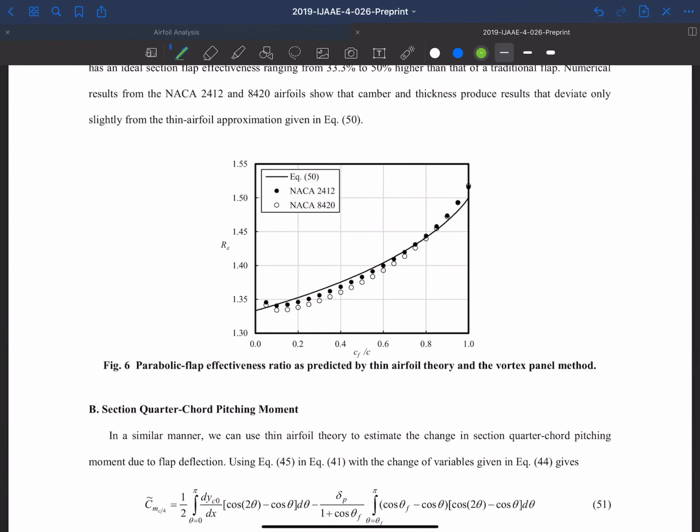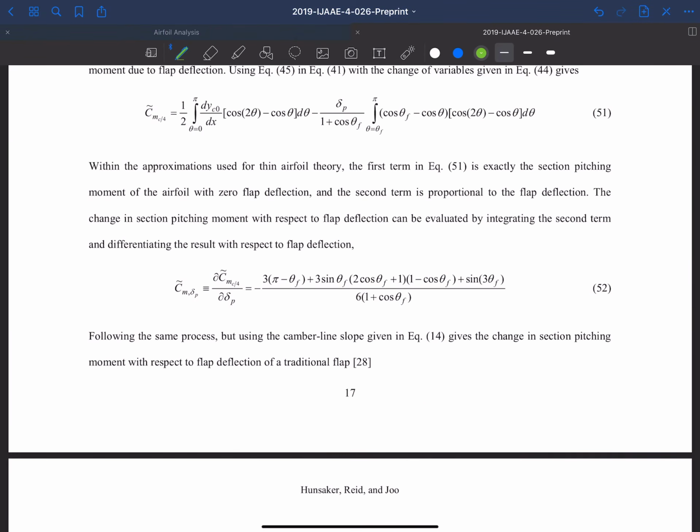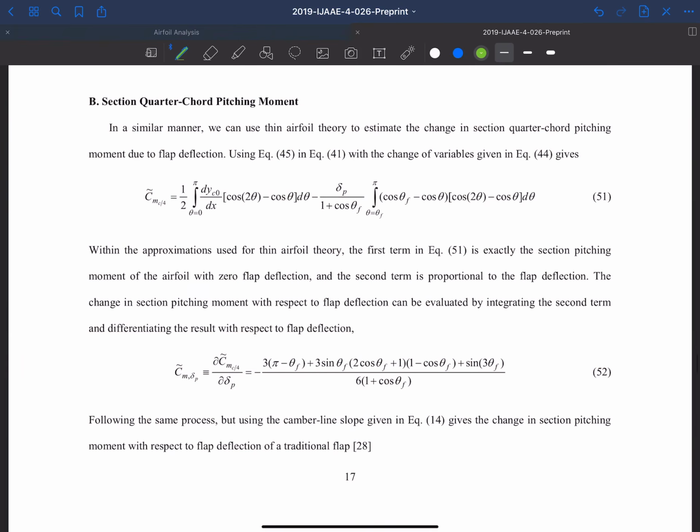Okay, there's other things that we look at here. Let's look at the pitching moment about the quarter chord. Now remember that the quarter chord is the location of the aerodynamic center as predicted by thin airfoil theory. And so we can get that, again from thin airfoil theory, by plugging this camber line into this equation here for the pitching moment about the quarter chord.